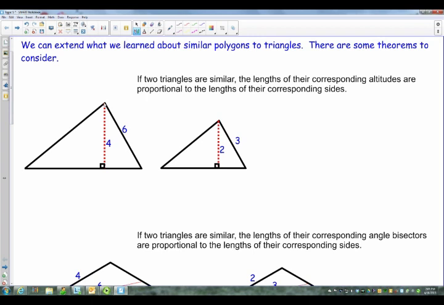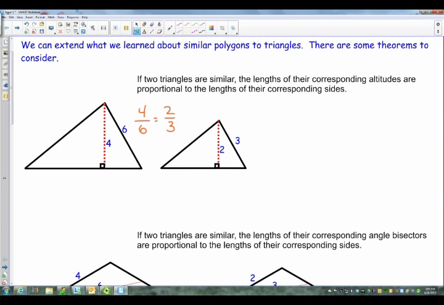So what you can see here is I've got an altitude of 4 over a side length of 6. That means in the other one I've got an altitude of 2 over a side length of 3. If those two things are proportional, then they will be similar, and that's what that shows.